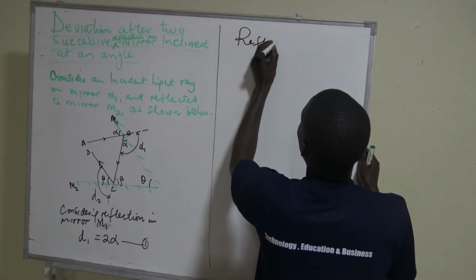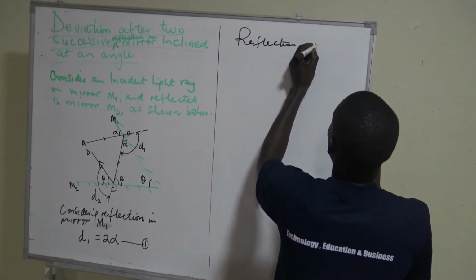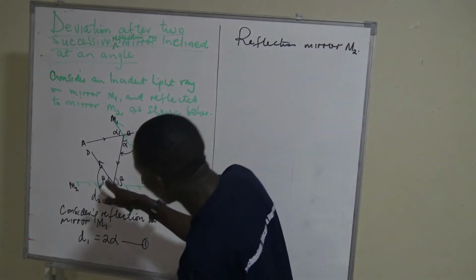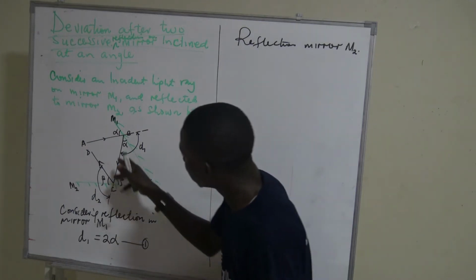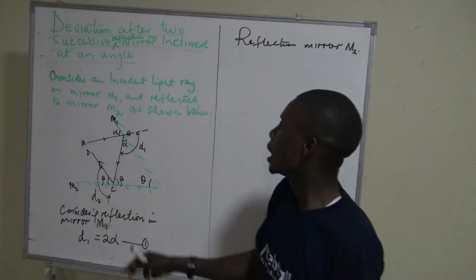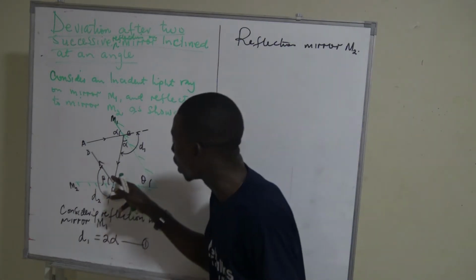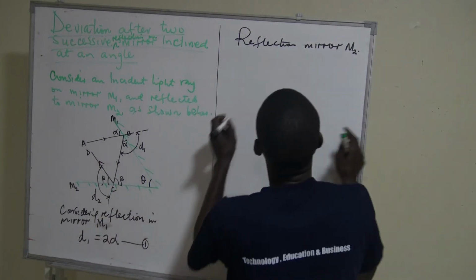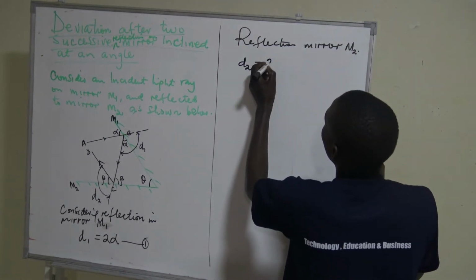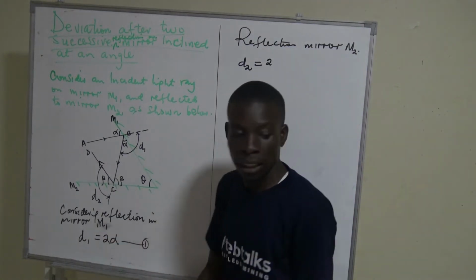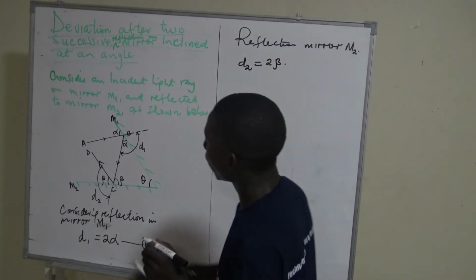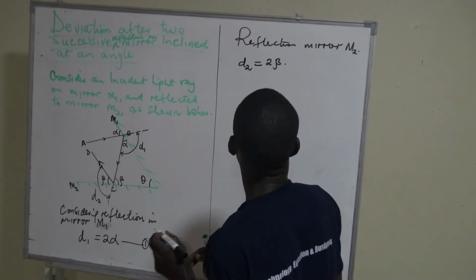Reflection in mirror 2. In mirror M2, the ray is incident on mirror 2, and the angle of glancing here is angle beta. Therefore, we can say that the deviation in mirror 2 is given by twice the angle of glancing, which equals beta. So the deviation here is twice angle beta.